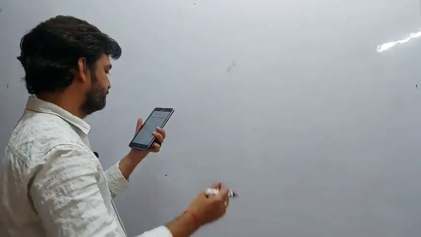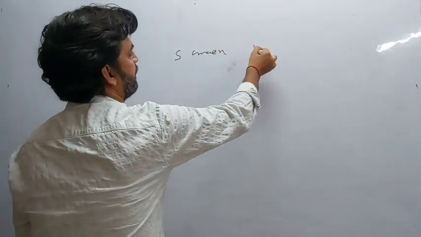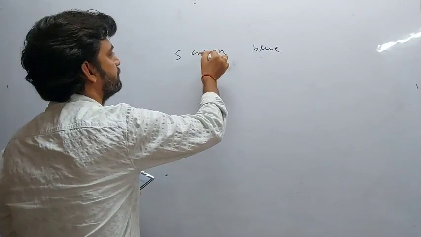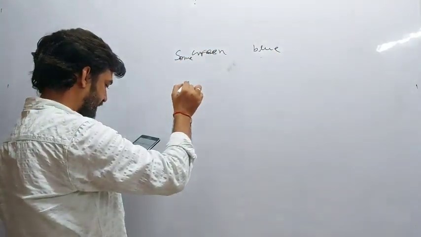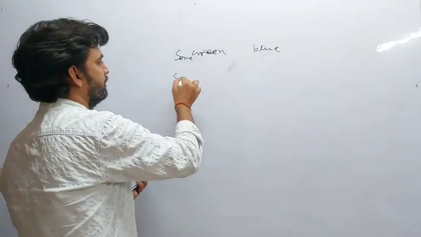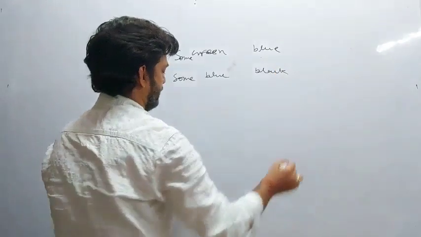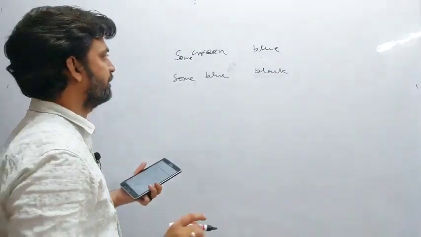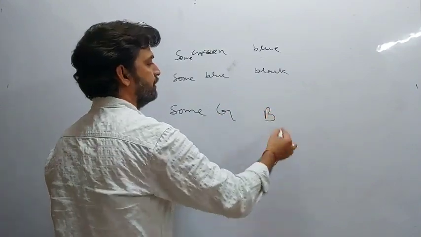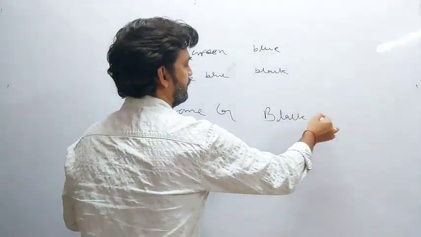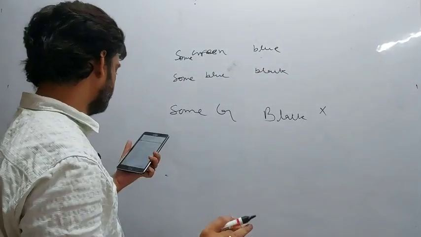Coming to the next statements. Some greens are blue, right? And second says that some blues are black. Conclusion number 1, some greens are black, wrong. Wrong, because this is some, so we cannot draw any conclusion out of this one.